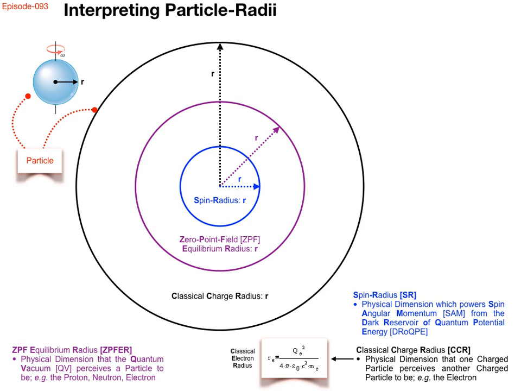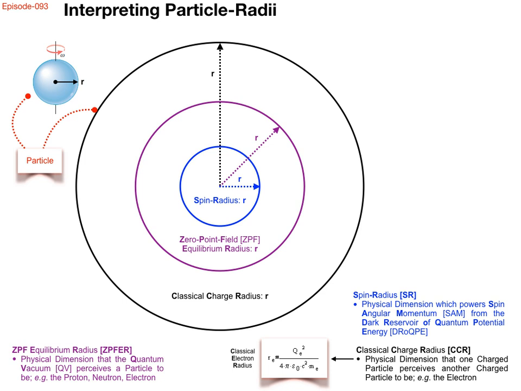Please remember that, from the perspective of physics, particle spin appears to be a case of perpetual motion. However, the issue with perpetual motion is that it violates the laws of thermodynamics. Thus, our explanation of energy exchange involving the dark reservoir of quantum potential energy preserves the laws of thermodynamics. We will circle back to the concept of the dark reservoir of quantum potential energy shortly.